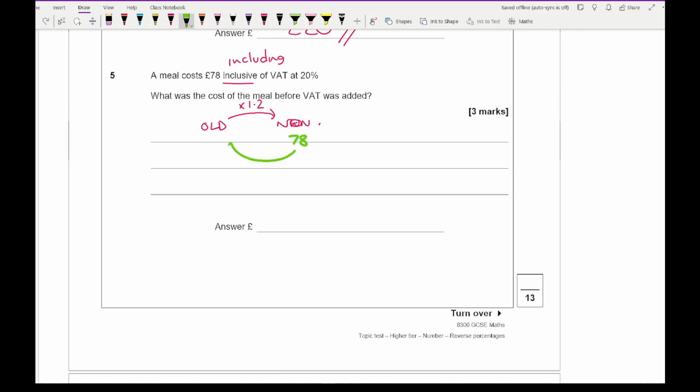And this value here is 78. So I want to work out the old price. So I'm dividing 78 by 1.2. So 78 divided by 1.2. And again, if I do that on the calculator, I get an answer of £65.